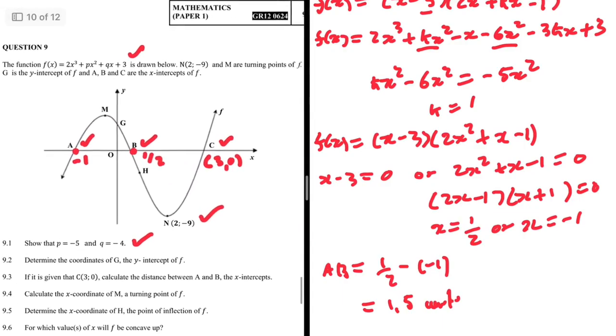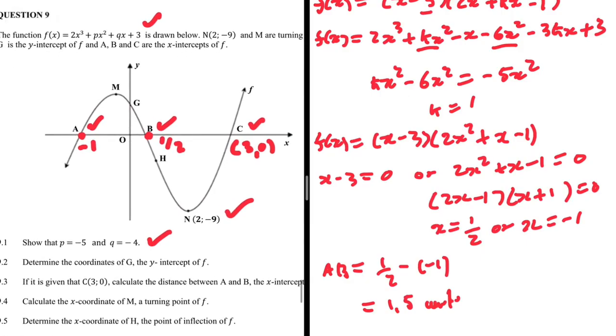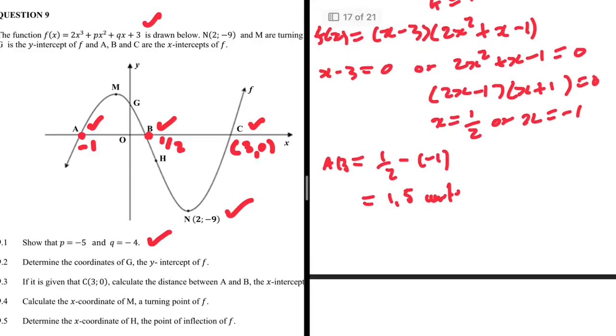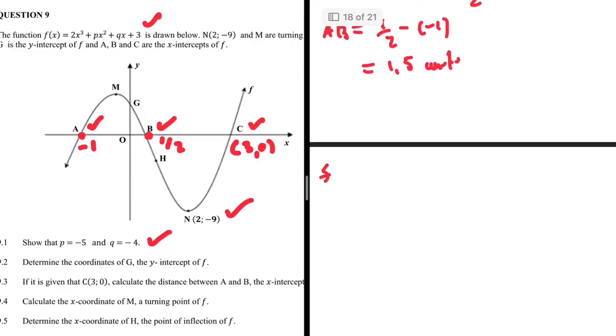Right. 9.4. Calculate the x coordinate of M, a turning point of f. Right. So what can we possibly do? We have p and q. So we can just differentiate and equate it to 0, honestly. So f of x is equal to 2x to the power 3. p is minus 5, so minus 5x squared minus 4x plus 3.